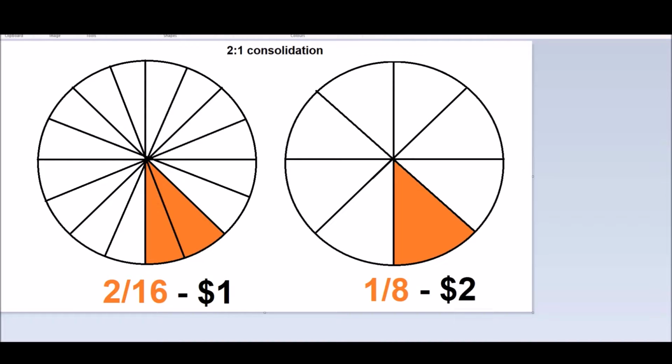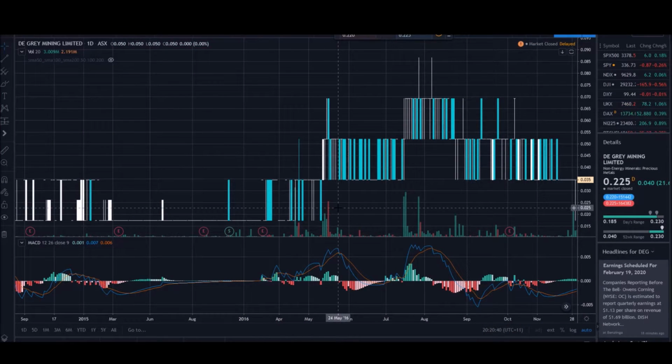So why do companies do consolidations? Well, sometimes they end up with too many shares on the market. And if you look back at my ASX trading tip number 2, you can see the impact on the market when there's too many of them. Here's an example of DeGray Mining, or DEG.